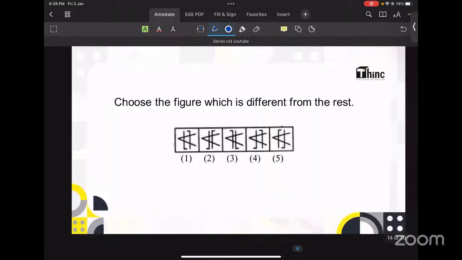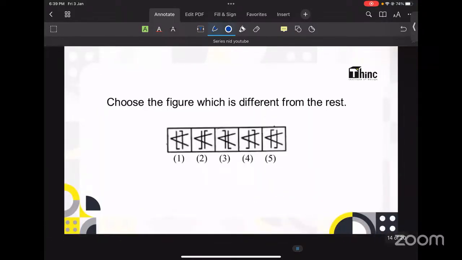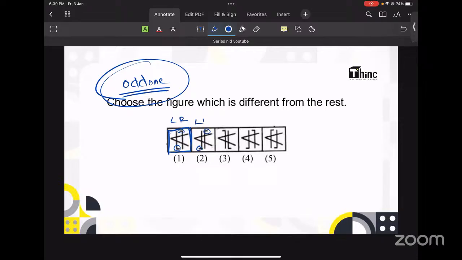So next, we will be doing some odd one out. Odd one out also has logics similar to series, but never mix the logic of a series with odd one out, because there is no progression. Every single figure should be treated individually. You can find here, these directions are left and right.